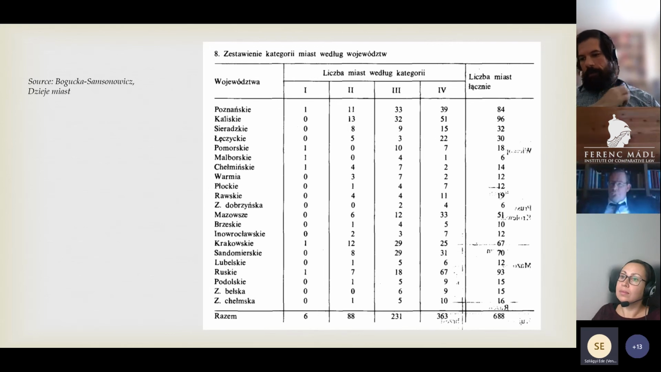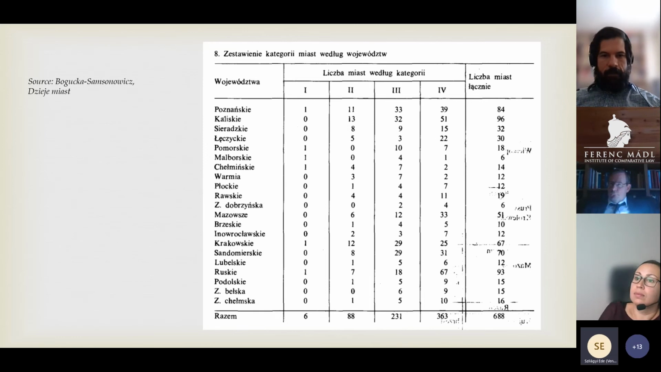1500, and that more than a half belonged to the last category. Although the percentage of the smallest towns decreased over time, it is obvious that until the late modern era, the Polish urban landscape was filled with petite towns. Again, there are more accurate numbers listed on the slide in front of you.